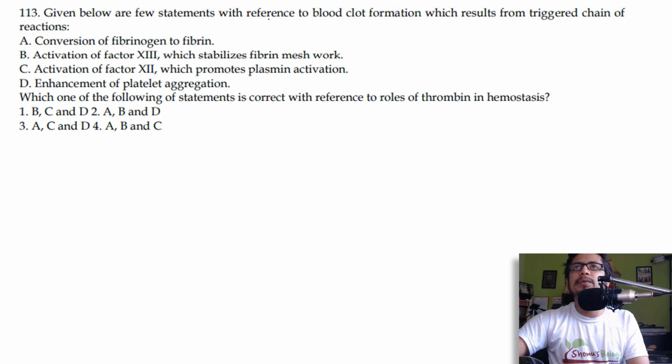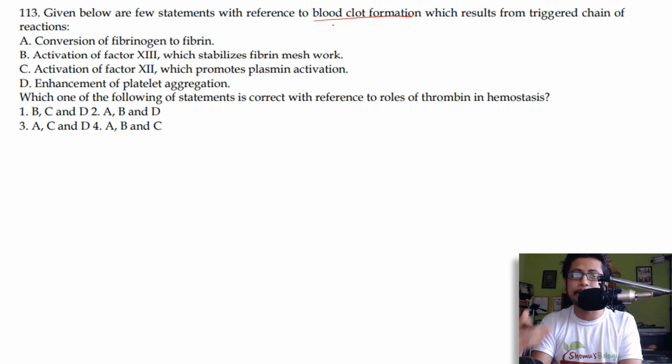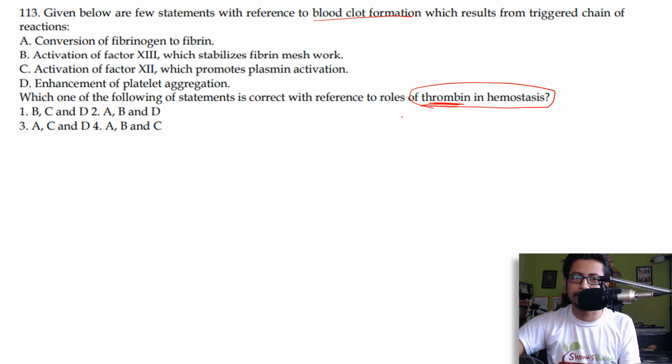Given below are a few statements with reference to blood clot formation, which results from a triggered chain of reactions. So this is the process regarding blood clot formation. Again, another mechanism-based question where you need to know the mechanism and the sequential steps of blood clot formation in the human body, involving the blood clotting factors 7, 8, as well as fibrin, thrombin and all. Now, which of the following statements is correct with reference to the role of thrombin in hemostasis? So, the role of thrombin in the process of hemostasis.